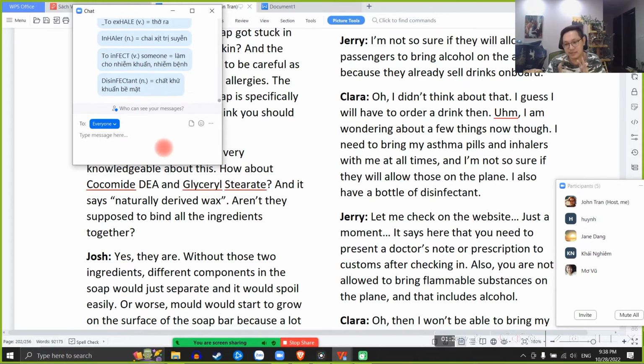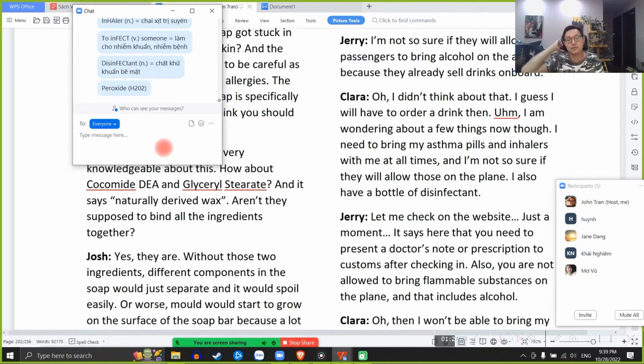So you have to understand that disinfectant is different from, for example, we use alcohol as disinfectant, but we do not put alcohol on the wounds, you know. We use something else. We use peroxide or H2O2. You know what peroxide is, no? Nước oxy già. Peroxide, H2O2.